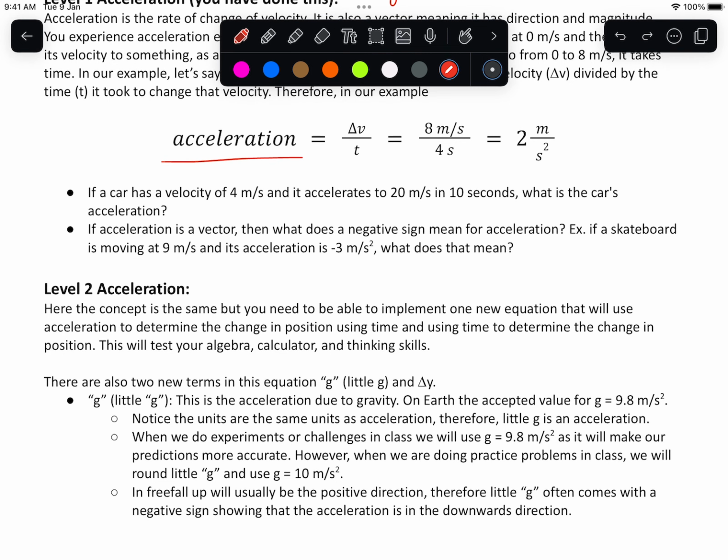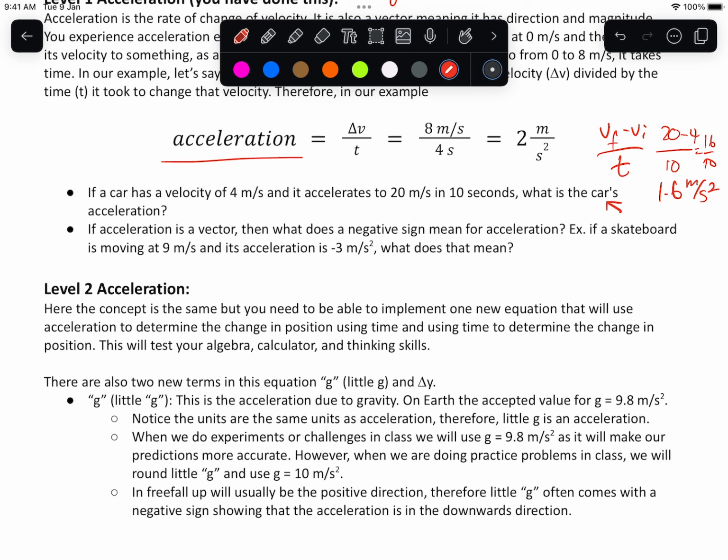You've actually done these questions before as well, so let's do this one again, just in case you want to see it. If a car has a velocity of 4 meters per second and accelerates to 20 meters per second in 10 seconds, what's the car's acceleration? Well, we did that before. Acceleration is change in velocity, so velocity final minus velocity initial over time. That's 20 minus 4 divided by 10, which is 16 divided by 10, or 1.6 meters per second squared.